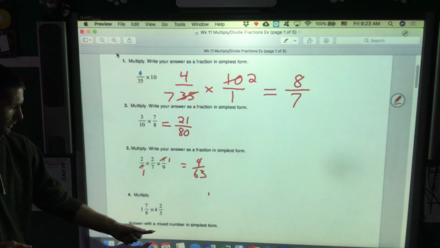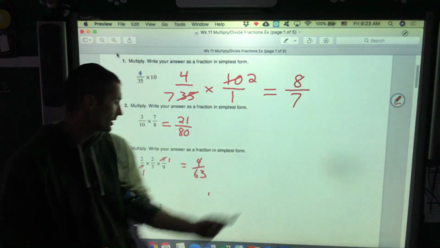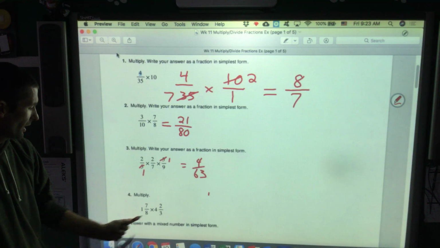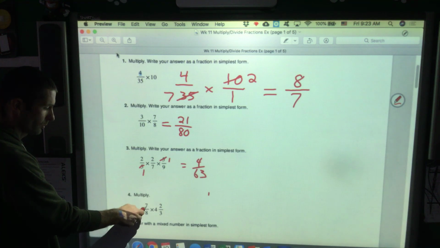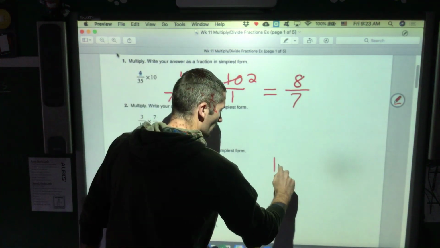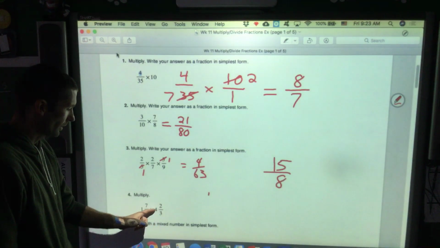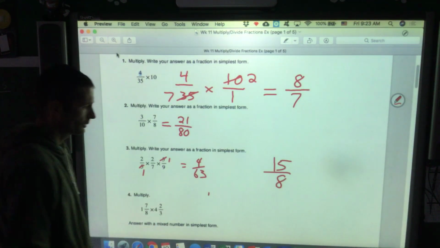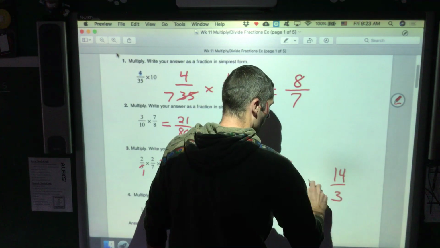Number 4, multiply. Answer with a mixed number in the simplest form. So now I cannot leave it as an improper fraction like I did here. Okay, 1 and 7/8. So going back to last week, 1 and 7/8 as an improper fraction is 8 times 1 plus 7. 8 times 1 is 8 plus 7 is 15. So I'm going to write it over here, 15/8. 3 times 4 is 12, plus 2 is 14. Keep the denominator the same, 14/3.